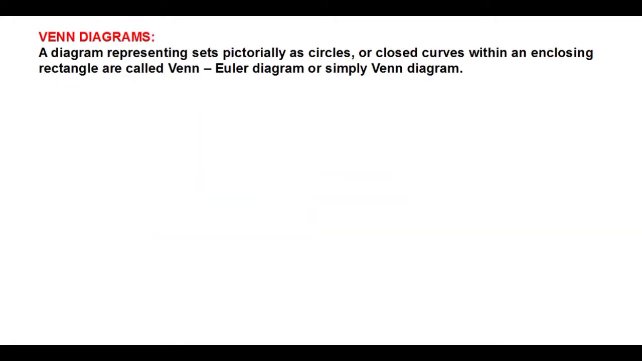A Venn diagram represents sets pictorially as circles or closed curves with an enclosing rectangle. These are called Venn-Euler diagrams, or simply Venn diagrams. These Venn diagram concepts were introduced by the mathematician John Venn. That means we have just discussed it before.